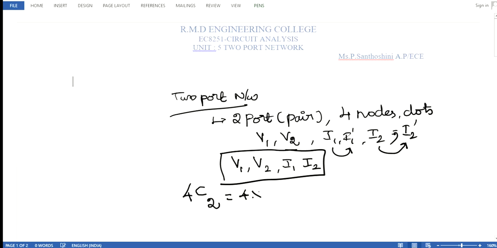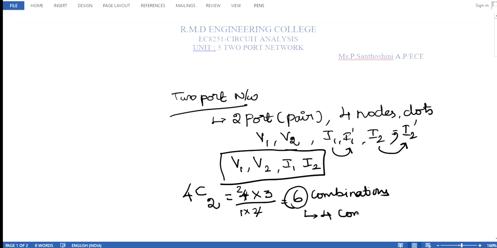Combination and permutation you already saw in your aptitude as well as in maths. 4C2 means 4 into 3 divided by 1 into 2. So you are getting 12 divided by 2, which is 6. So that is 6 combinations of parameters. Out of the 6 we are having only 4 combinations or 4 parameters in the syllabus. Clear? So let us see what are the 6 combinations.